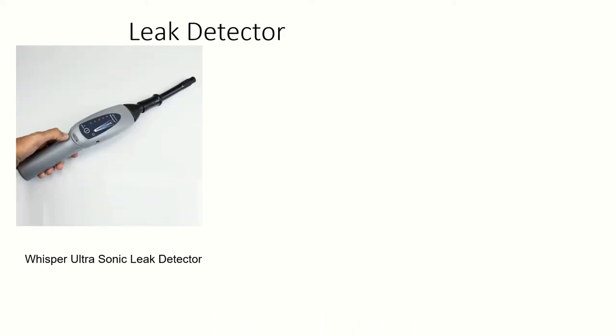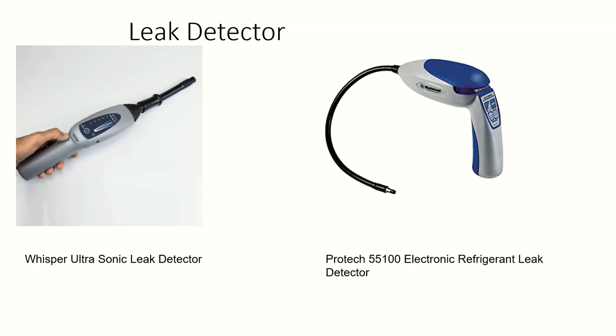All right, here we have another important tool that you have to use as an HVAC engineer. We have the leak detector. We use the leak detector to detect refrigerant leakage. What you are seeing here are two types of leak detector. On my left is the Whisper ultrasonic leak detector, and on my right is the Protec 5500 electronic refrigerant leak detector. They are used to detect refrigerant leakage.